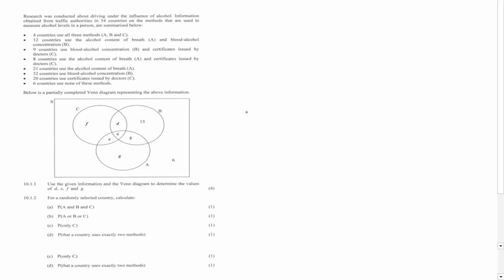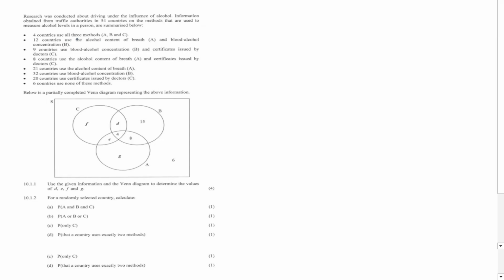In this video, we're going to look at an example of Venn diagrams where you've got overlapping information. Let's just dive straight into a question and I'll point out some things as we go. Research was conducted about driving under the influence of alcohol, and according to the information obtained from traffic authorities in 54 countries on the methods that were used to measure alcohol levels in a person, they're summarized below.